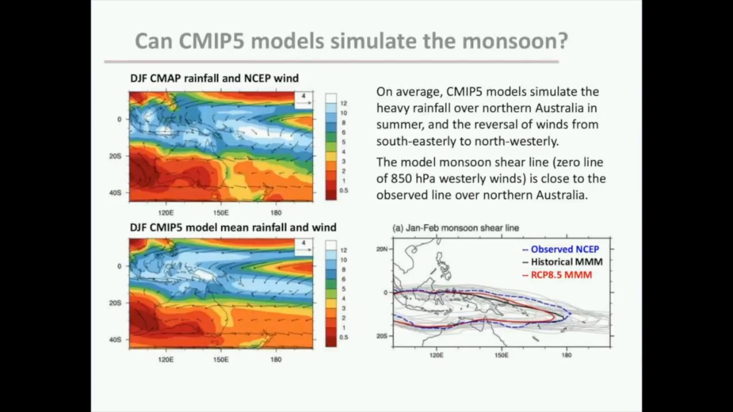Another way of looking at the winds is to look at a monsoon shear line where the winds change from easterlies to westerlies. And the observed is the NCEP, the blue dashed line, and hopefully you can see the black line, which is the historical model, runs reasonably similar in the position of that monsoon shear line. There is quite a range, though, of individual models, just shown in the light grey colours there.